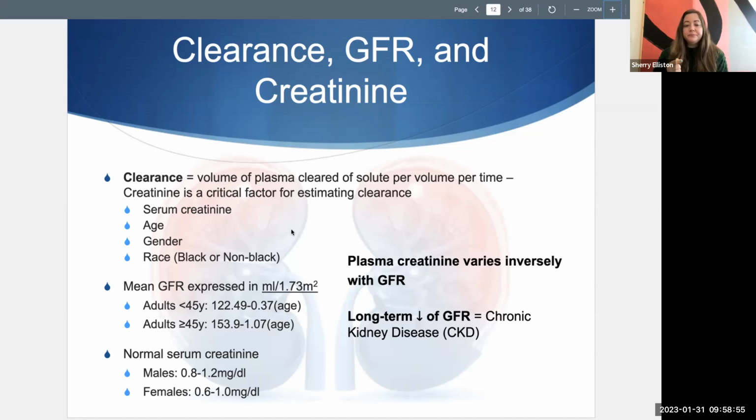But what's important to note is that plasma creatinine varies inversely with the GFR. As we talked about, when you go from stages, let's say 2 to 3, and then 3 to 4, we see that the GFR decreases. So it would go from, let's say, 70 to 60, and then 50 to 30. What we see in BUN and creatinine is the inverse. So it goes up when the kidneys become compromised. When you have a long-term reduction of GFR, that is what indicates chronic kidney disease.